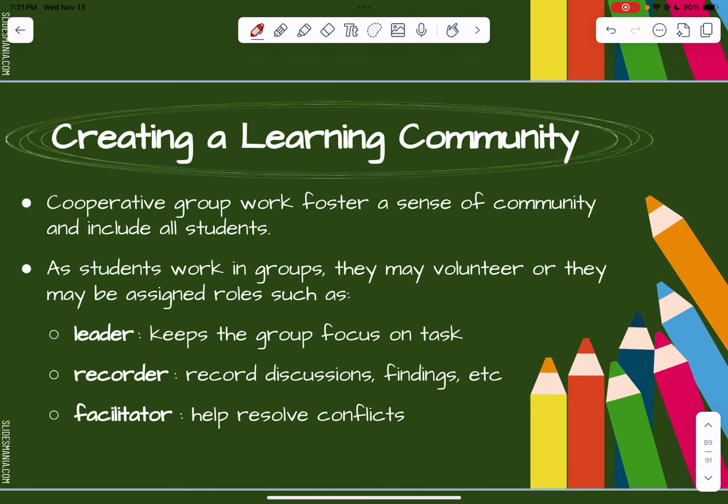You also should be creating a learning community. Cooperative group work will foster a sense of community and include all students. As students work in groups, they may volunteer or they may be assigned roles, such as the leader, who keeps the group focused on the task, the recorder, the person who records the discussions, the findings, etc., and the facilitator, who helps to resolve conflicts that may arise.